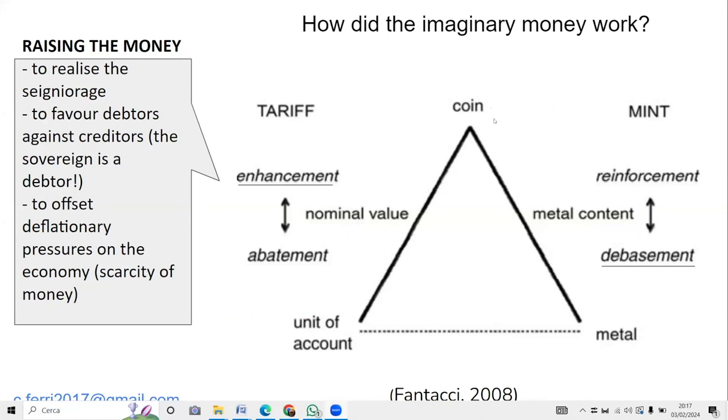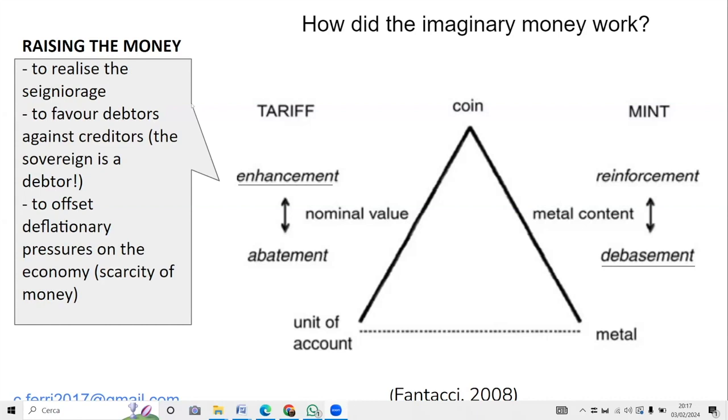Well, it made possible for the sovereign to change the metal content of the coins through the mint, either reinforce or debase the coin. On the other hand, he could change the nominal value, keeping stable the metal content. And so he could enhance or abate the nominal value of money, changing the tariff. In this case, the enhancement is equivalent to the debasement.